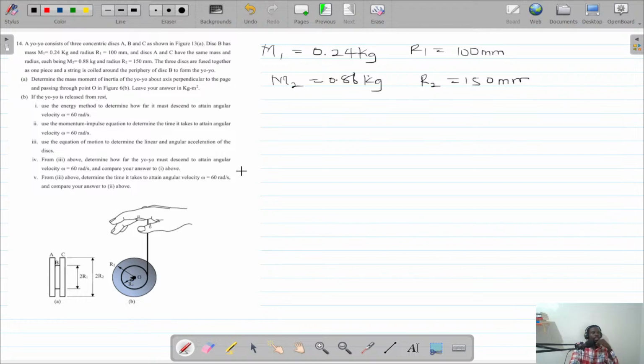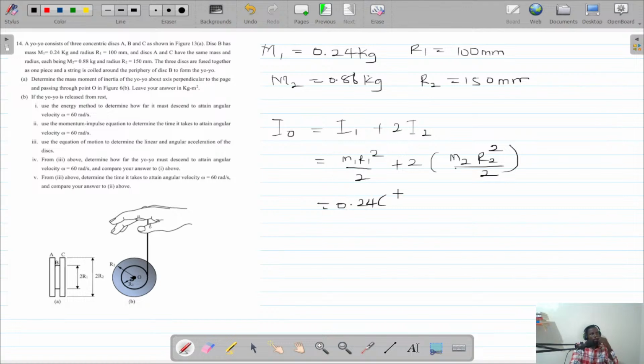So I find I0, and that will be equal to I1 plus 2I2. That will be m1 r1 squared over 2 plus 2 times m2 r2 squared over 2. So mass 1 is 0.24, r1 is 0.1 squared all over 2.